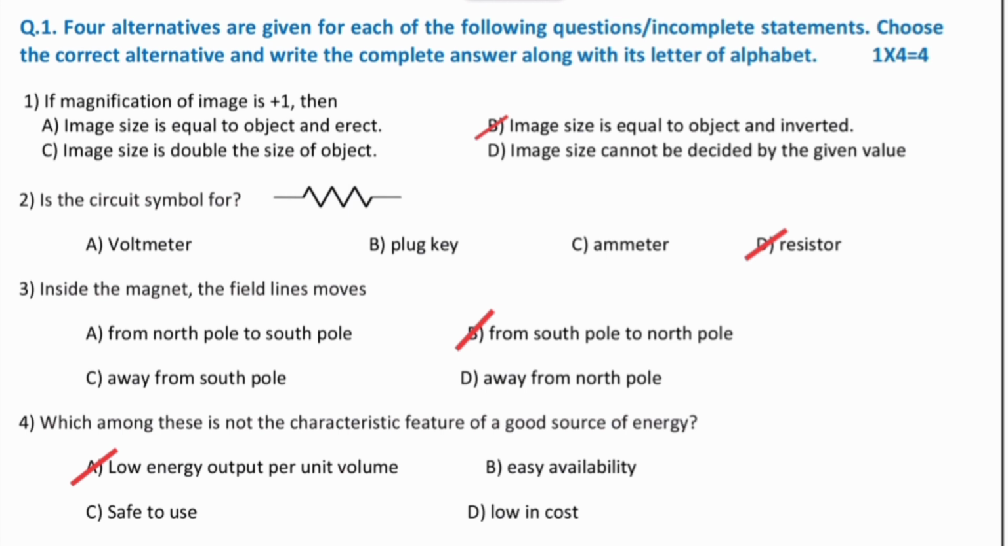Which among this is not the characteristic feature of a good source of energy? The correct answer is option A, low energy output per unit volume.